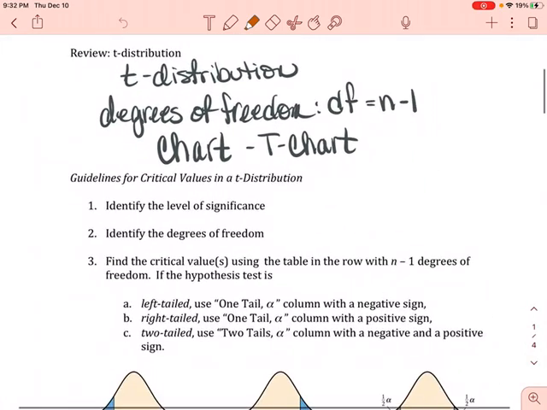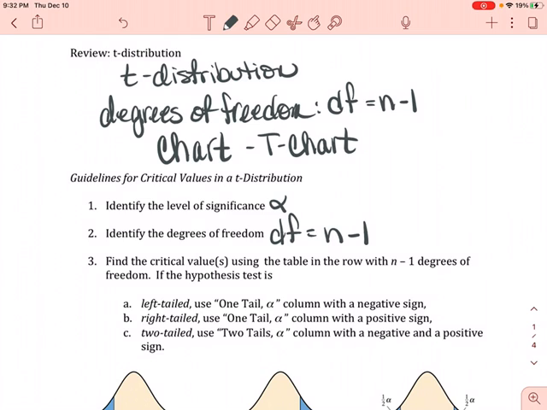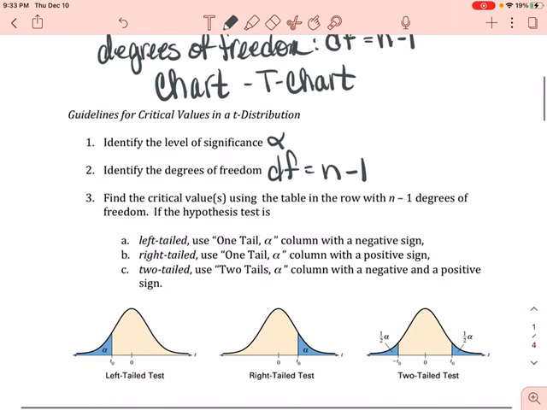First thing we're going to do is our hypothesis test using the critical values, not the p-value yet. Again, we're going to start with our level of significance, so let's find our alpha. That's going to be given to us in the problem. You need your degrees of freedom, and you're going to use the table in the row with n minus 1 degrees of freedom. Now, you're going to use the one tail or the two tail column.